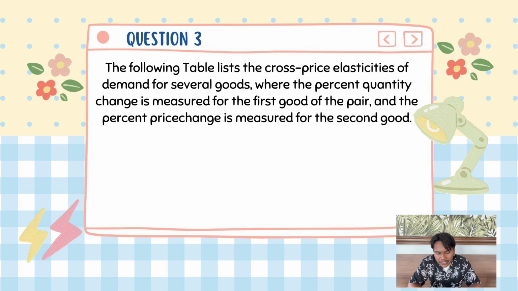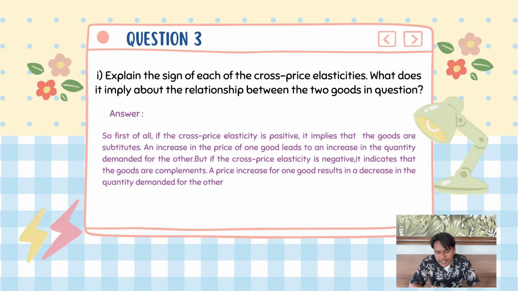So first of all, number 1. Explain the sign of each of the cross price elasticities. What does it imply about the relationship between the two goods in question?